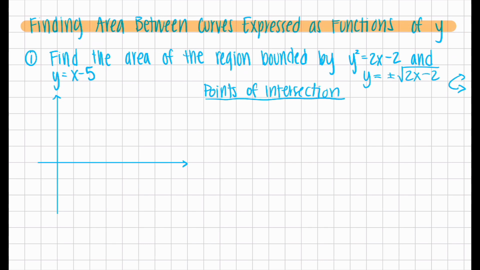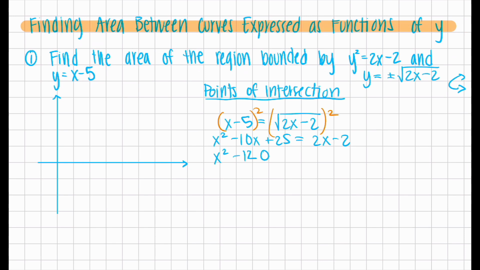So I'm going to set the two equations equal to each other. We have x minus 5 equals, I'm just going to do the positive to start out, positive rad 2x minus 2. I'm going to square both sides. Squaring both sides would get rid of that plus or minus anyway. So on the left side, when I square, let's write it like this. I get x squared minus 10x plus 25 equals 2x minus 2. Let's get everything on one side.